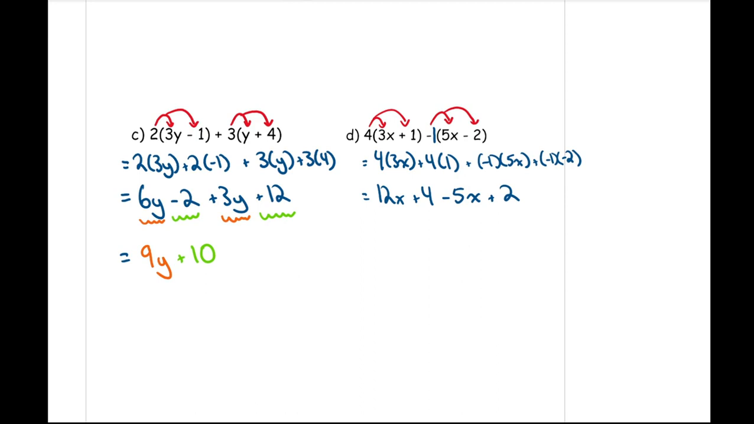Next, we're going to go through and simplify. Let's go through and find our like terms. So I have a 12x, and a negative 5x, a positive 4, and a positive 2. So when I simplify this, 12x minus 5x, or 12 minus 5, is 7x. 4 plus 2 is 6. So that's the expanded and simplified form.